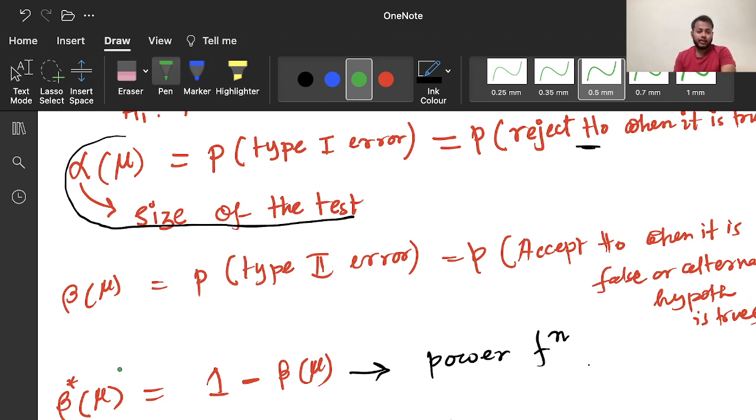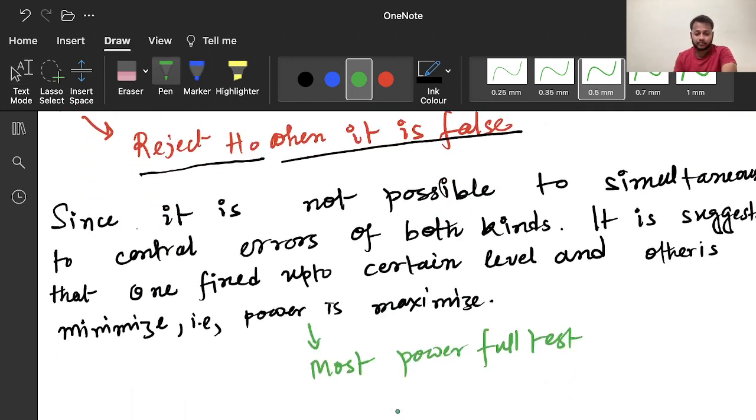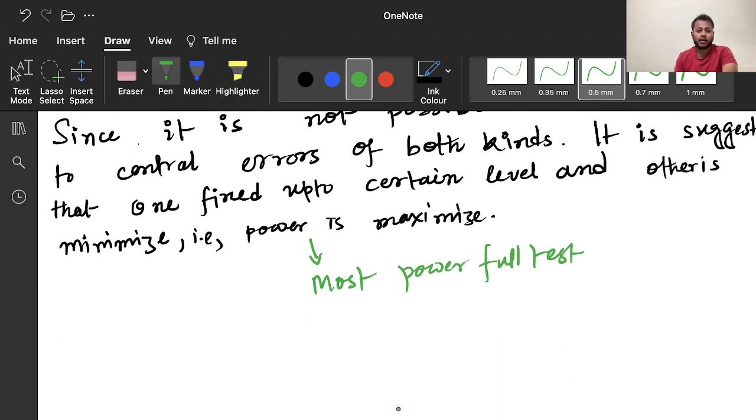What we will do is fix alpha and find a test for which beta is minimized, or alternatively, beta star equal to 1 minus beta mu, that is the power, is maximized. And what this beta mu indicates is rejecting H0 when it is false, that indicates the power of the test. So let us define the most powerful test.